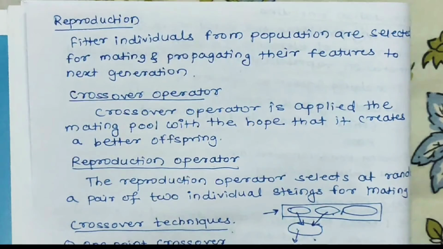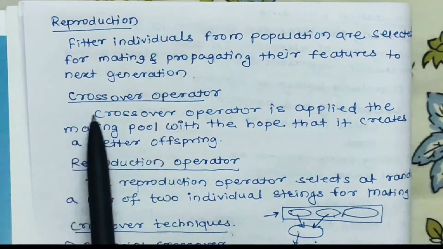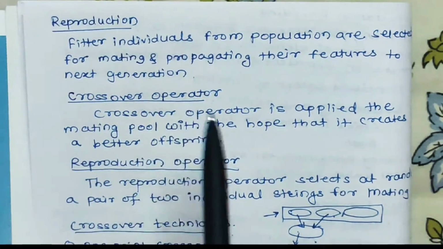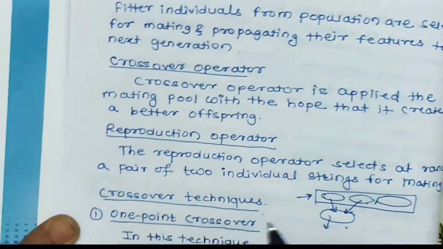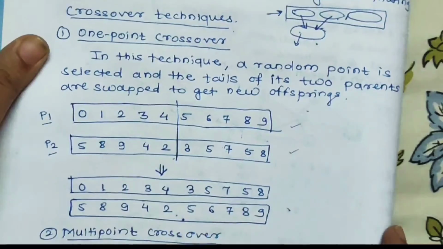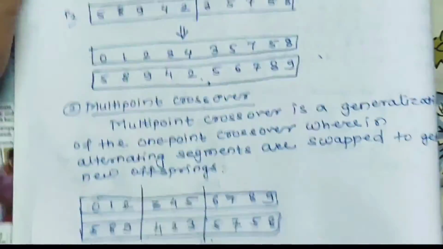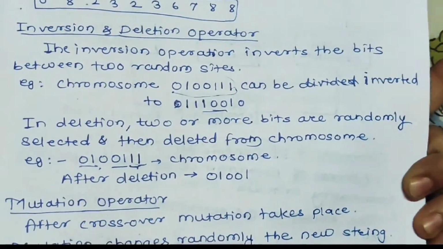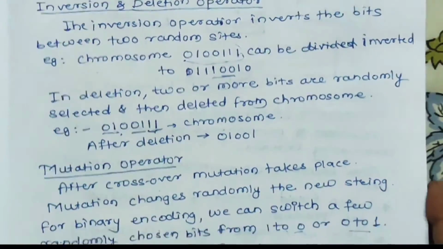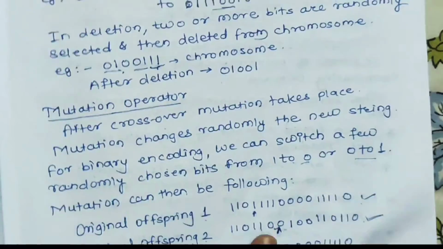So what we discussed in this video: we started with reproduction, then we discussed various operators like the reproduction operator and crossover operator. Then we discussed various crossover techniques like one-point crossover, multi-point crossover, then uniform crossover, and the inversion and deletion operator. Then we discussed the mutation operator, and the last point we discussed is the bitwise operator.